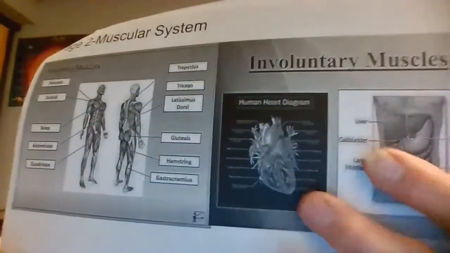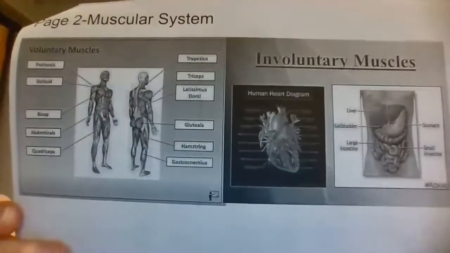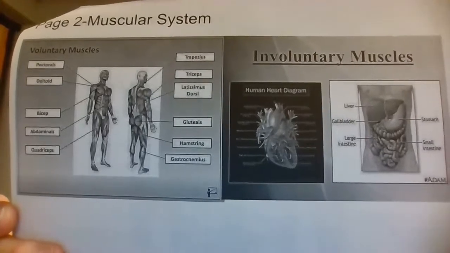These muscles, your heart, and most of the organs in your digestive system are involuntary muscles. Most of those are involuntary muscles. But most of the other muscles are voluntary muscles. So your pectorals, your deltoids, your biceps, your abdominal muscles, your quadriceps, which are on your legs, your trapezius, which is in the back, and your triceps, and your glutes, which are also in the back, your hamstrings, and your gastro.